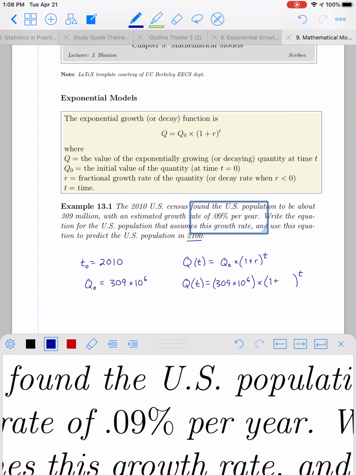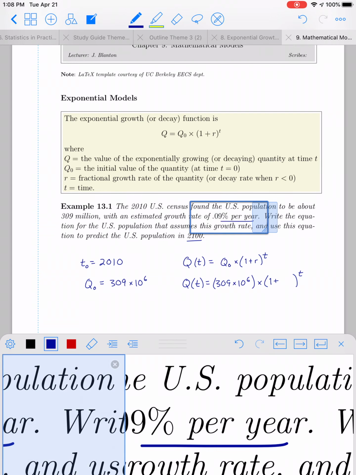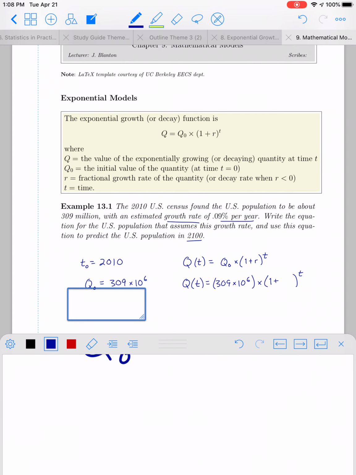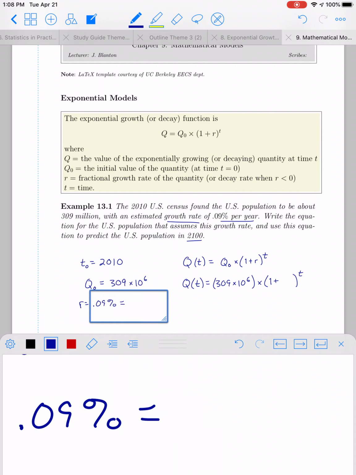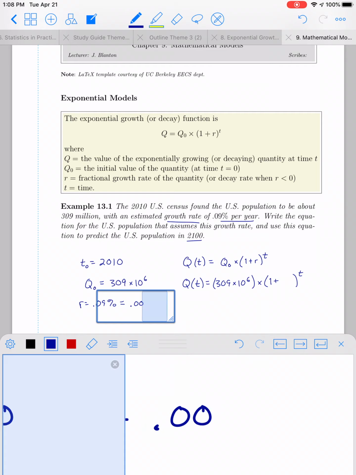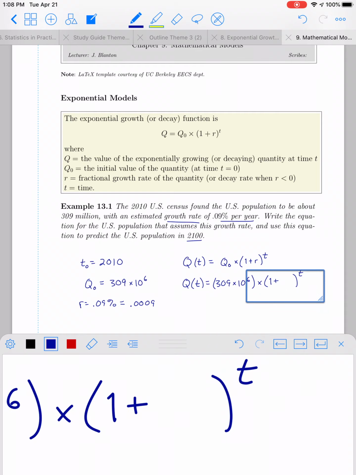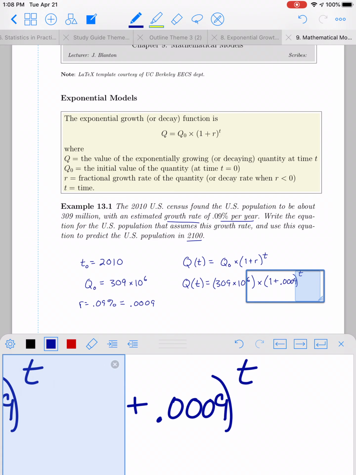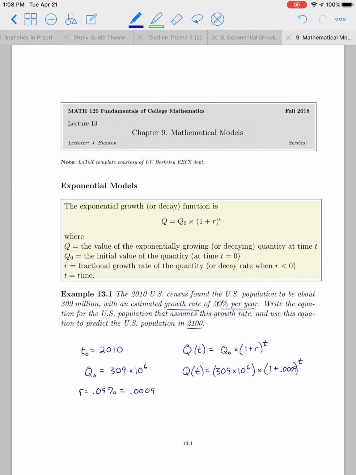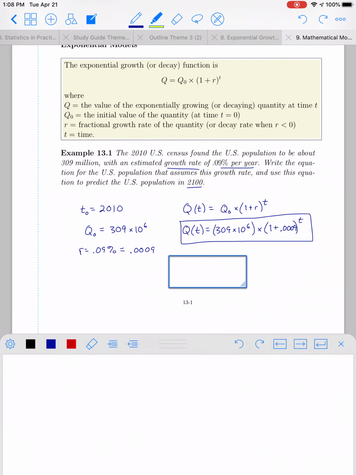Well, if we go back up into the problem and look, 0.09% per year, that's a growth rate. So we'll just write R down as 0.09% positive, because it's a growth rate. Convert that to a decimal, 0.0009, and that's what we write into this formula. So our model is essentially a formula that predicts for any time t what the population will be, Q, at that time t. Okay, so let's see one round of using one of these models in this situation.